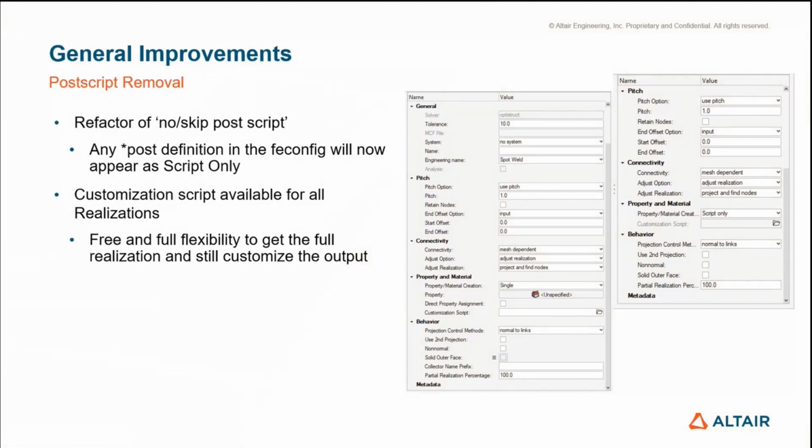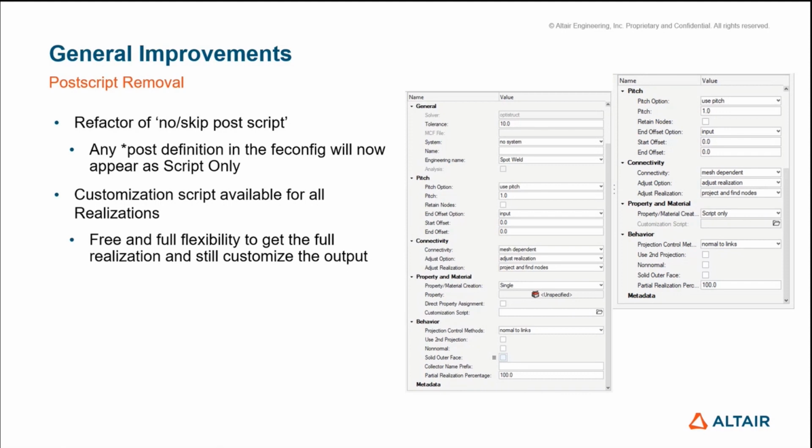So you'll no longer see no skip, PostScript, user PostScript or customize, or no PostScript. What you'll see now is you have the option in the property material creation where you can select whether you want a single or per connector or whatever. You can now have the option of script only. This will run the legacy PostScript behaviors. If you had historically set up your connectors with the PostScript described in the FE config, it will just appear as script only, and there should be absolutely no difference to your realization. So from a carryover perspective, that should remain as it currently stands.